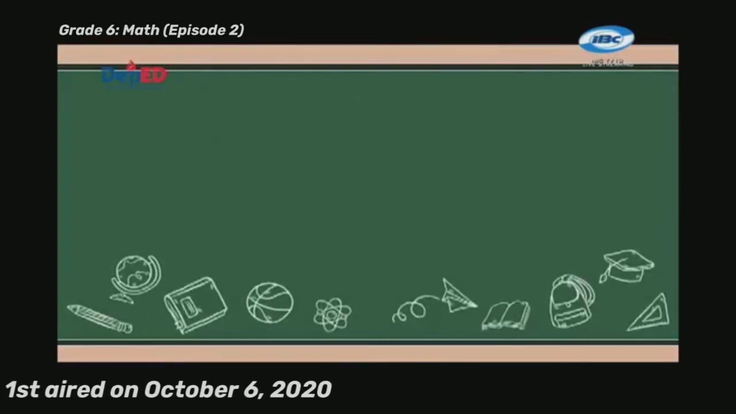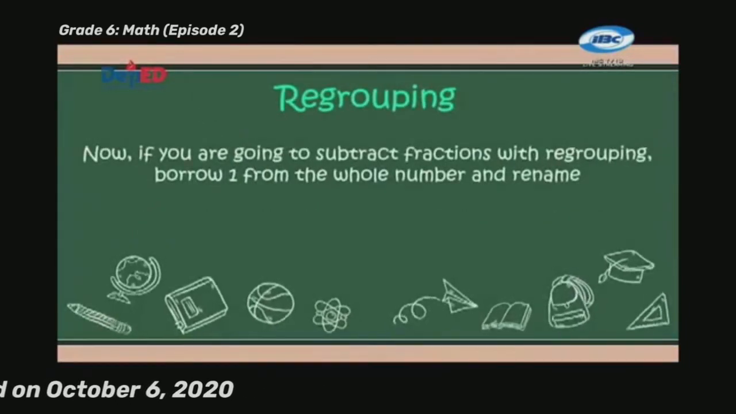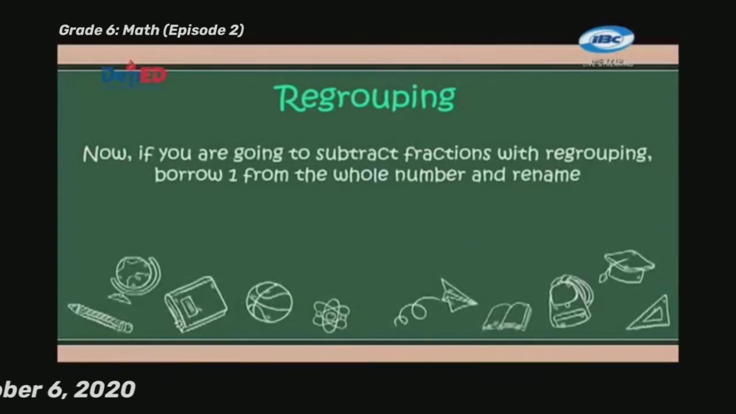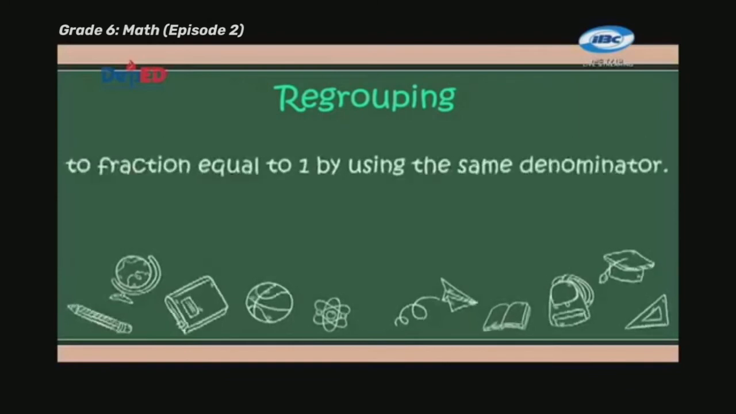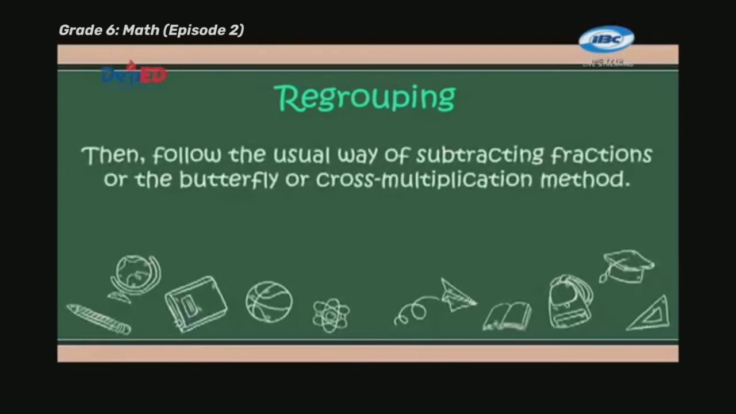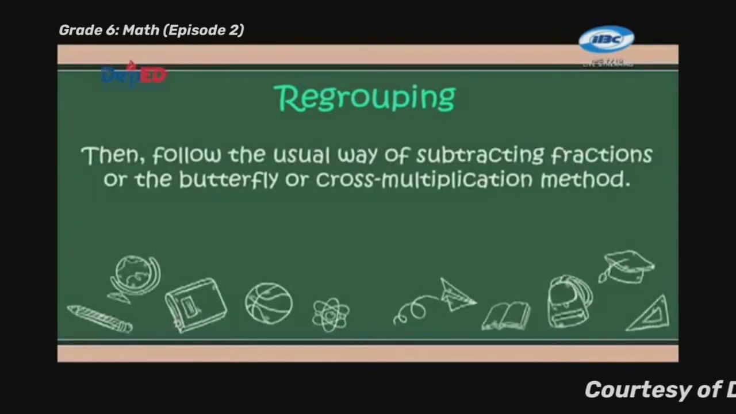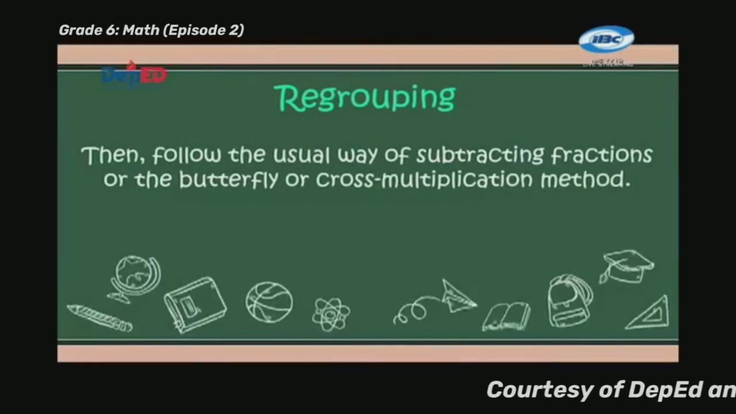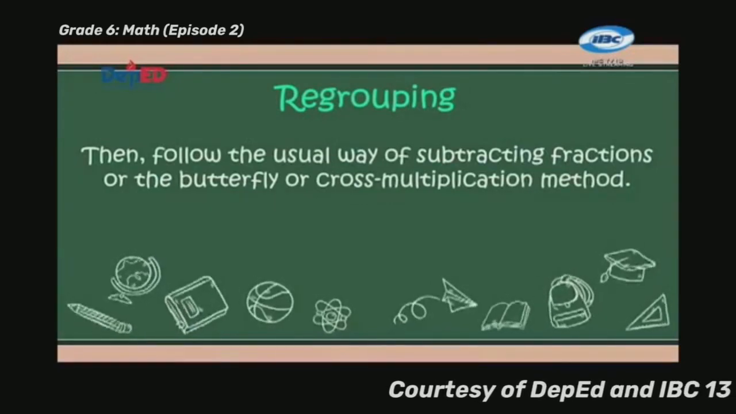Now, if you are going to subtract fractions with regrouping, borrow 1 from the whole number and rename the fraction equal to 1 by using the same denominator. Then, follow the usual way of subtracting fractions or the butterfly or cross multiplication method.